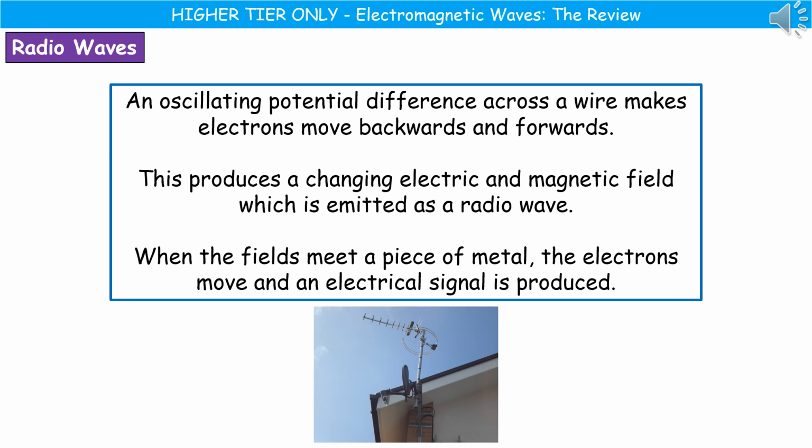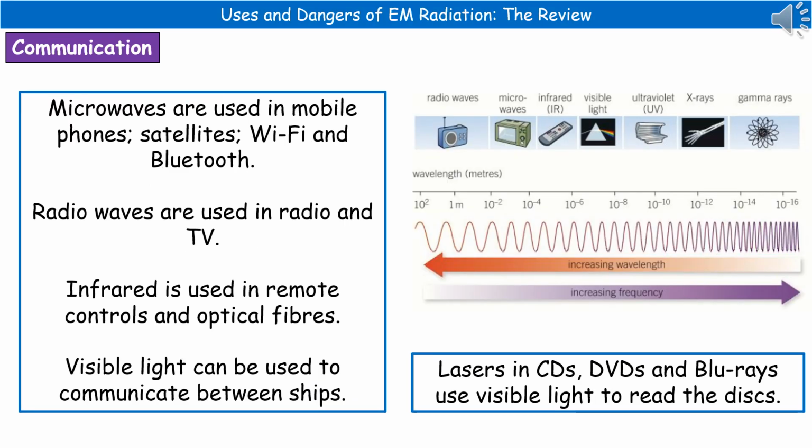Those radio waves are able to travel through the air, and then when they meet a piece of metal, i.e. the actual antenna, then the electrons inside that antenna are going to move, and we produce an electrical signal, which is what comes out of your radio at the end of it.